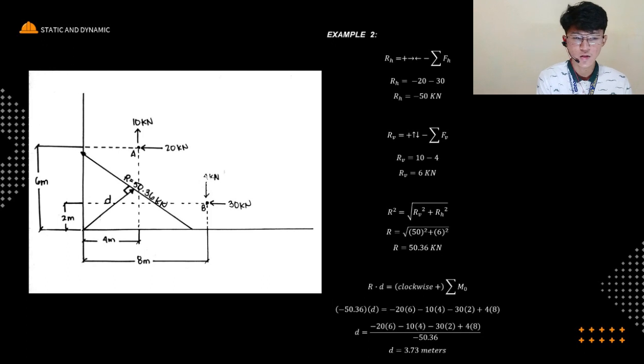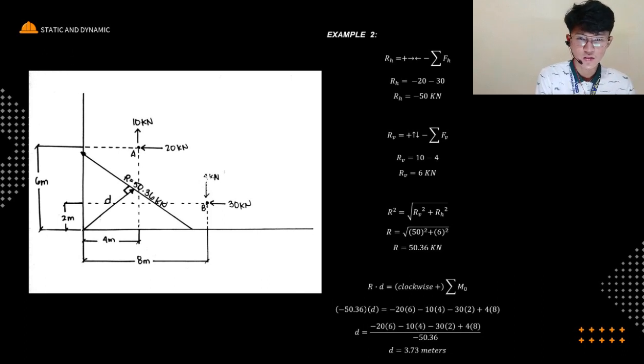And then para makuha naman natin yung distance niya from O, kailangan natin gamitin yung formula na R times D equals summation moment O. So, substitute lang natin yung nakuha nating resultant. So, negative 50.36 times D equals negative 20 dahil yung negative 20 is papunta sa left side. And then, times 6 dahil yung kanyang distance is 6 meters from the point O.